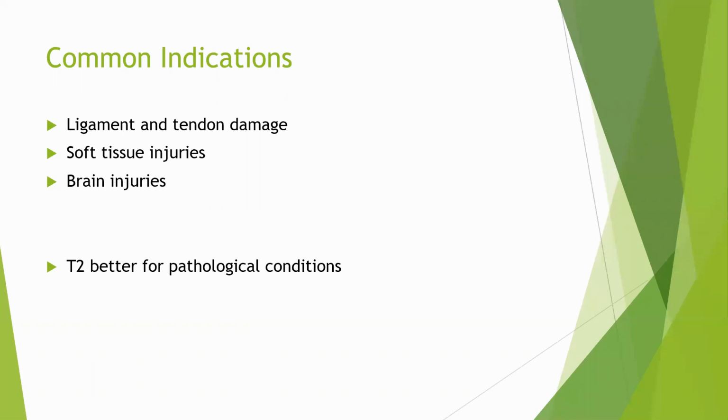And as I had said earlier, T2 is better for pathological conditions in orthopedic or musculoskeletal practice, because you basically want to visualize edema or inflammatory response. And you can see it better because it will be white or brighter in color under T2 weighted images. All right. So MRI views.